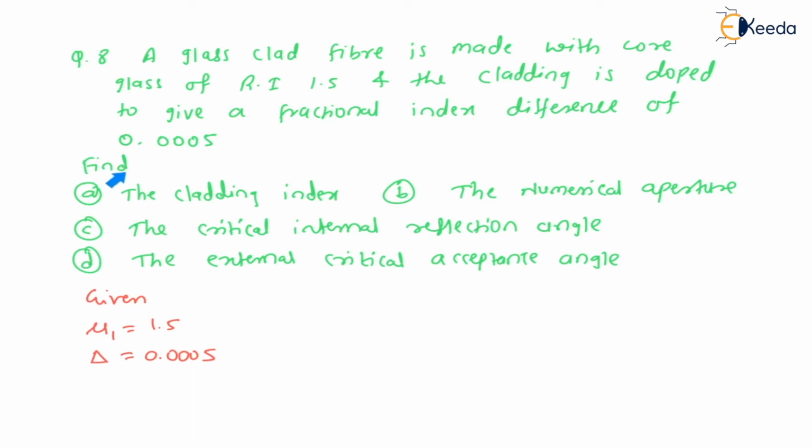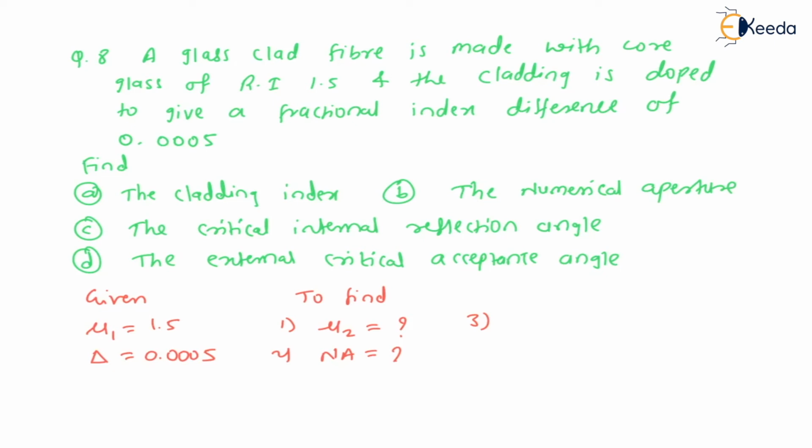Now we'll come to exactly what we have to find out. First of all, we have to find the cladding index. I'll write to find: the cladding index is mu2, so mu2 is equal to question mark. Then the second one is the numerical aperture, which is again quite simple. It is NA, so NA is equal to question mark.